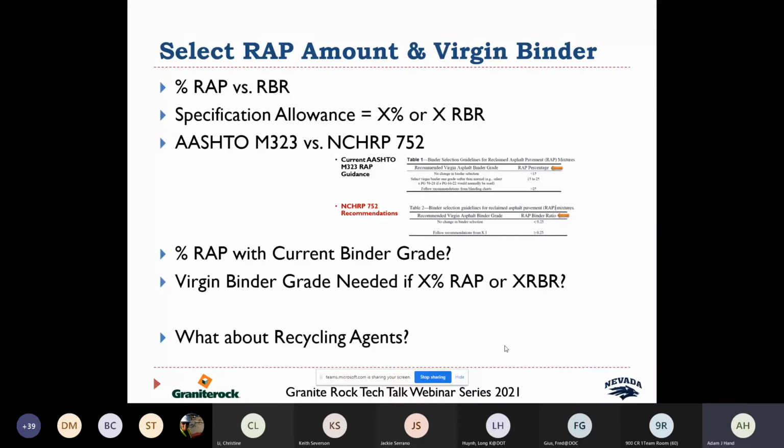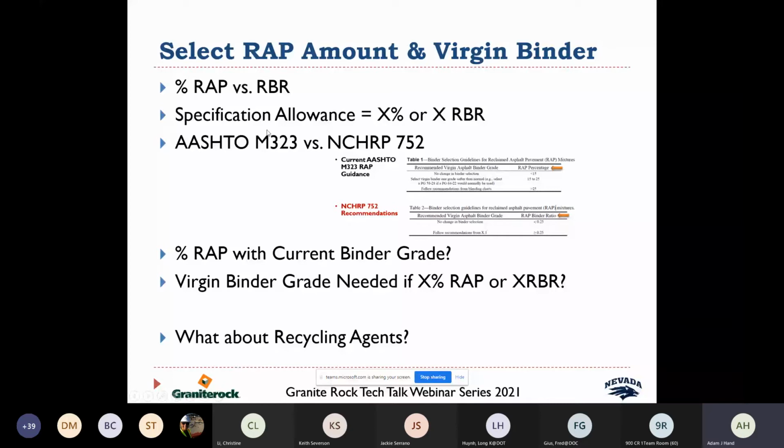And that's why some folks use this recycle binder ratio. All that is just the ratio of the weight of the recycle binder to the weight of the total binder in your mix. And so it's a fraction. So 0.2 would be 20%. If your RBR is 0.2, then you'd have 20% of your virgin binder replaced with recycled binder. Now, that was another recommendation of NCHRP 752.